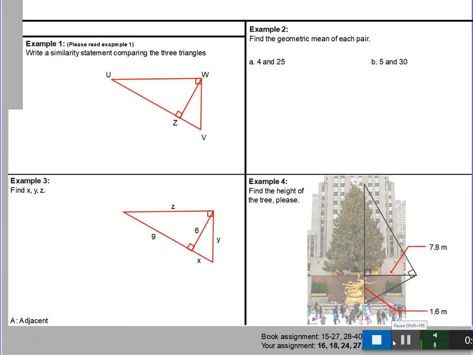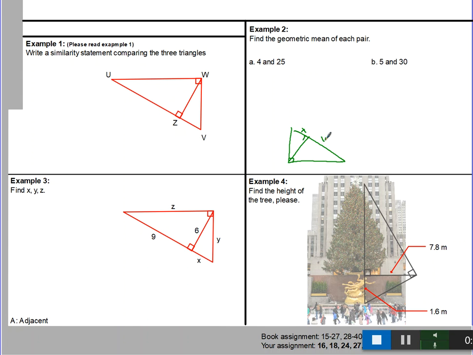And now for some examples using a geometric mean. Well, if I'm going to be using a geometric mean, I would like to at least have a diagram that's going to help me a little bit. So I'm going to copy out this diagram.